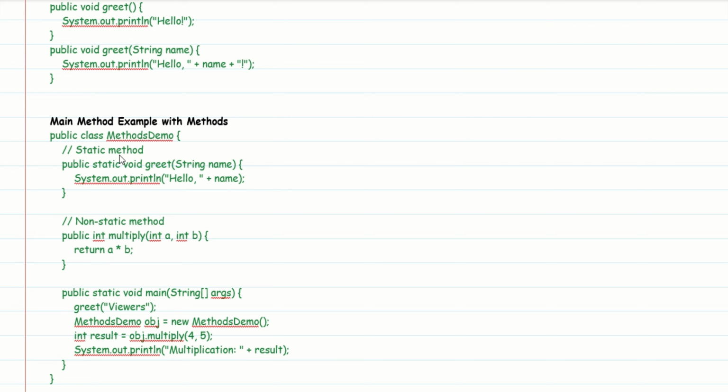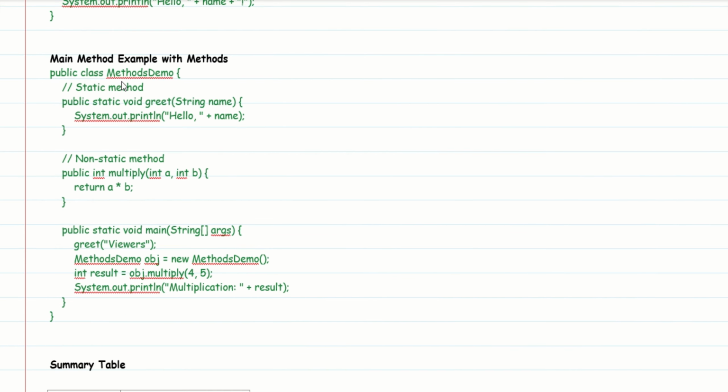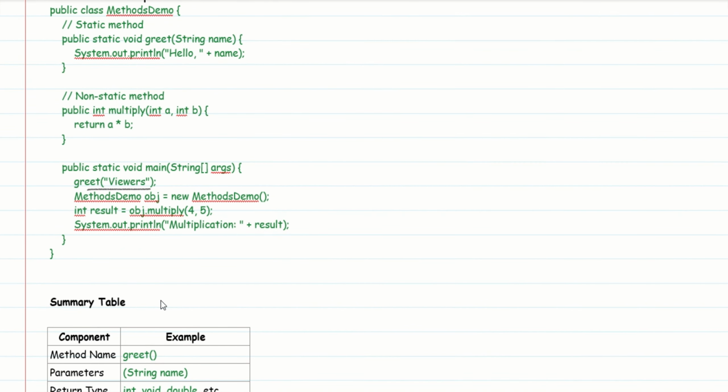Here I have a static method and a non-static method. The static method is just to print the message with the passed name, and the non-static method will return the multiple of two passed integers. To call a static method, you can directly use the method name and pass the parameter, with no need to create a class object. For the non-static method, here you can see I have created an object, and using that object I'm calling the method. I'm storing the result in an int result variable, then printing the result value.